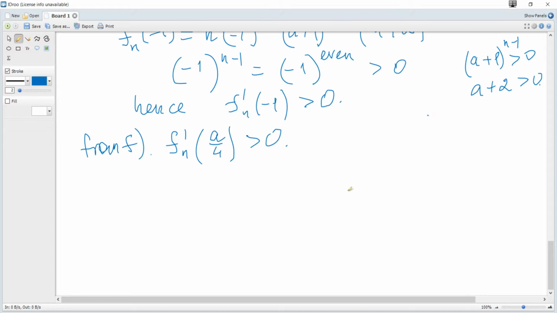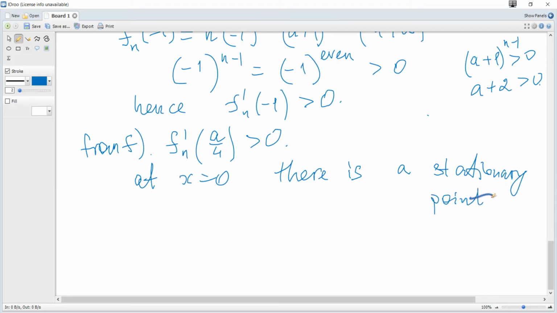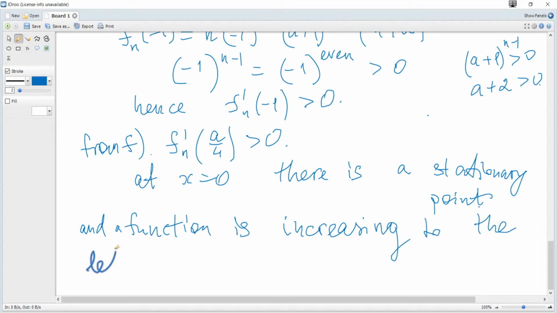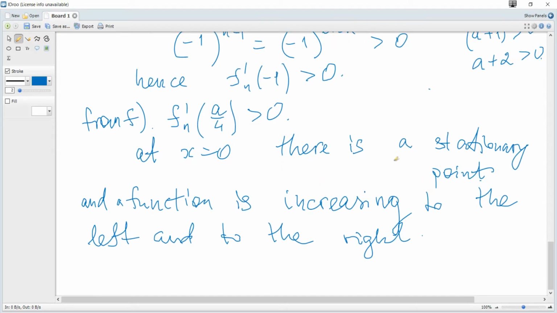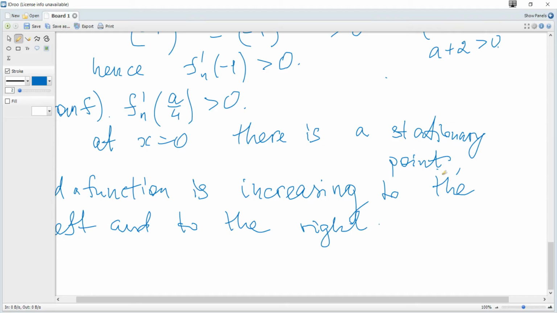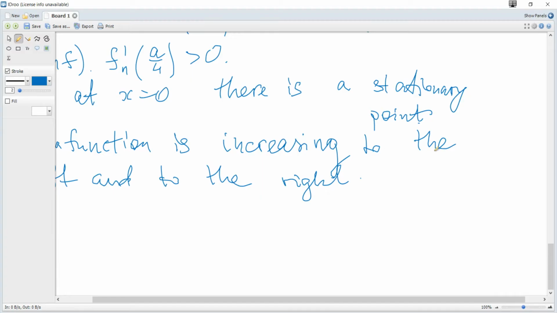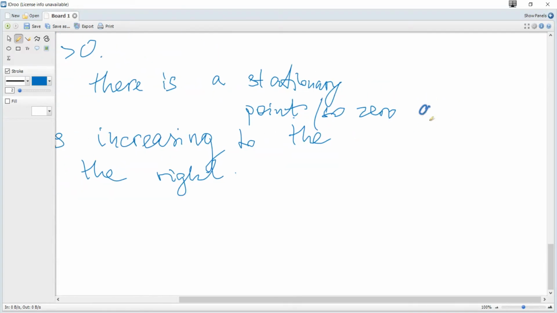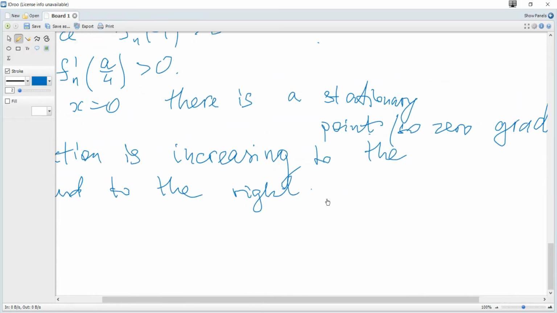and therefore we can see that at x is 0 there is a stationary point, and the function is increasing because derivative is greater than 0, is increasing to the left and to the right, and since at x is 0 there is a stationary point, it means that there is horizontal or zero gradient, so zero gradient, and hence we get the required result.